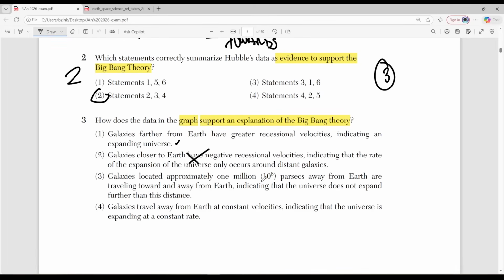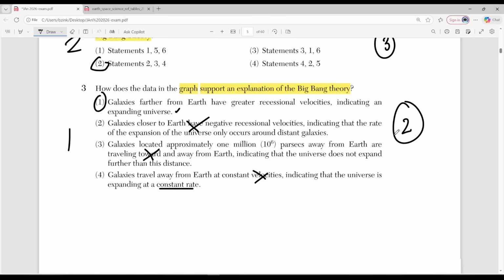Galaxies located approximately 1 million or 10 to the 6 parsecs away from Earth are traveling towards and away from the Earth? No, they're all traveling away. Galaxies travel away at constant speed, indicating that the universe is expanding at a constant rate. This is wrong because the further away you go, the faster it goes. So it's wrong. So we knew 1 was the answer initially. That is a very easy question. That's a 2 out of 10.